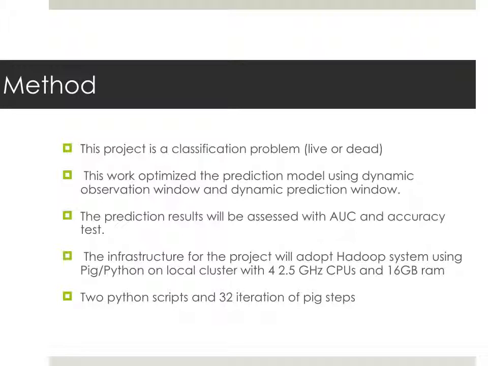The reason we didn't use the Amazon cluster is that this calculation, including 32 iterations of Pig steps, would exceed the allowance for the student credits, but the local cluster actually works pretty well.